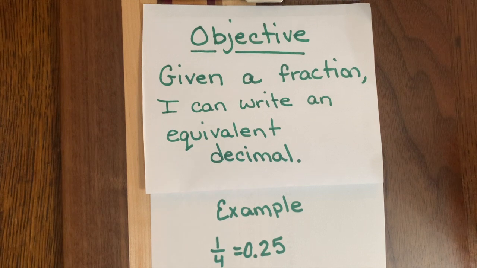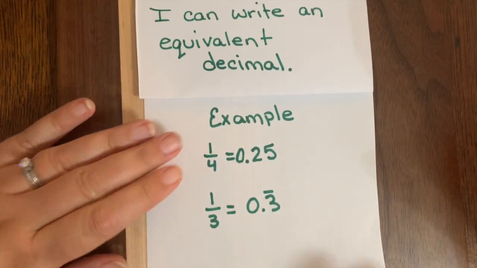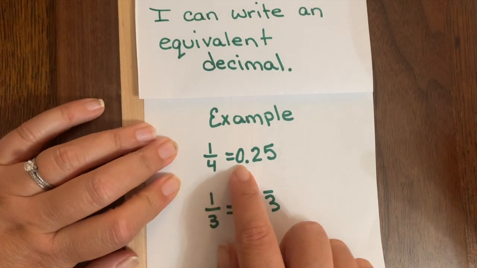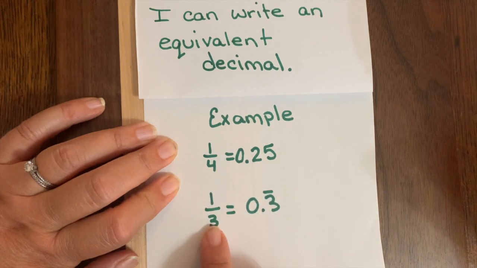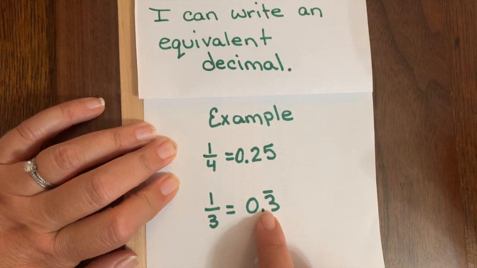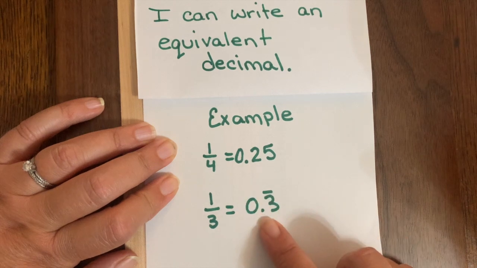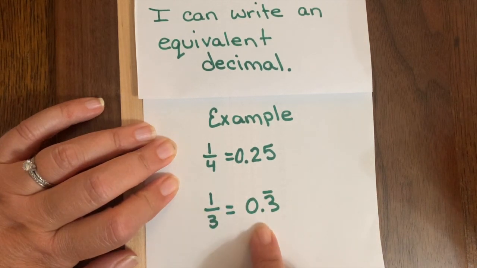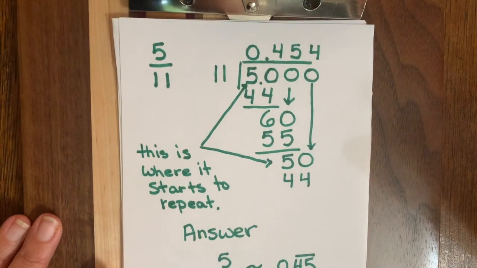The objective for today that you should write into your notes as the title is, given a fraction, I can write an equivalent decimal. Two examples of this are if I gave you 1/4, you would be able to turn that into 0.25. And given 1/3, you would be able to turn that into 0.3 repeating, and this little line means it's repeating. The difference between what makes this an 8th grade standard is the change to adding in things that are repeating. This is a good example to write down in your notebook.